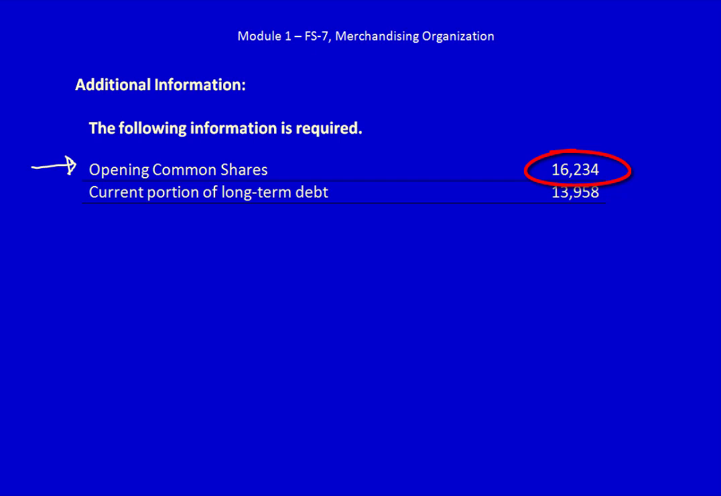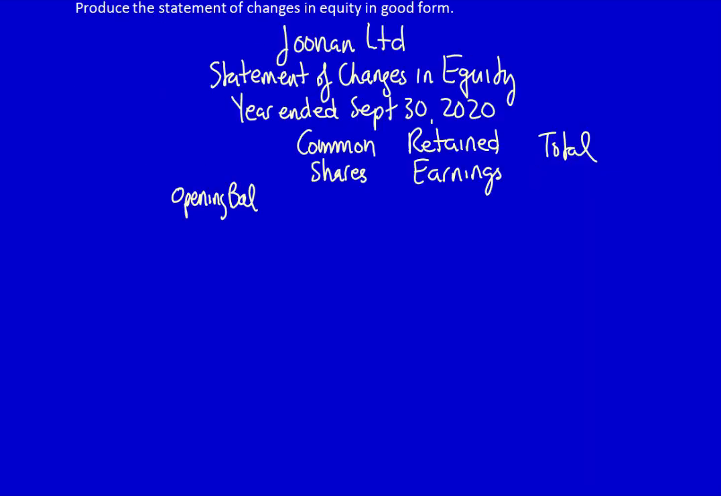We've got to use that in our statement of changes in equity. So the opening balance for common shares is $16,234, not from the listing, but from the additional information. Retained earnings is $194,503, and that was definitely from the listing. We then add these two together to calculate the total, $210,737.